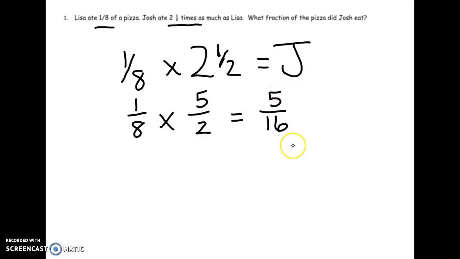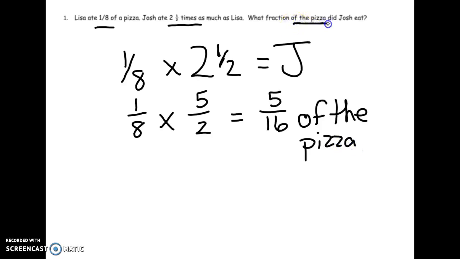When we look at 5/16, we need to ask ourselves, can this be reduced? If it can, we need to reduce it. If it can't, we need to leave it as our final answer. 5 and 16 do not have any common factors, so this one is already in reduced form. So our final answer is that Josh ate 5/16 of the pizza. And we can find that label right there in the question, also right here in the information for Lisa, how much of the pizza.